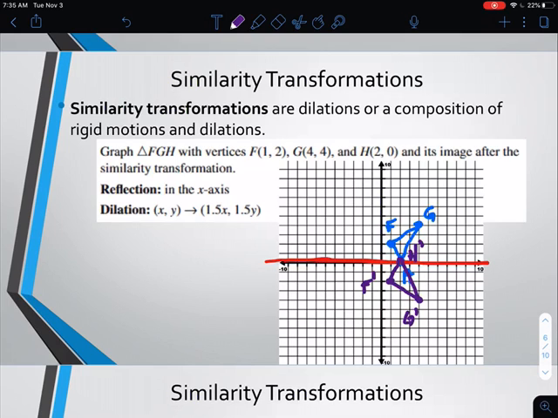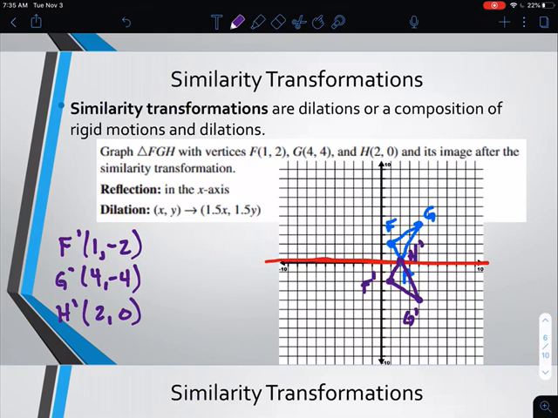So I've done the first transformation of reflection. Now from here, let's take a look at where these points ended up. So I already had F, G, and H. So F prime ended up at 1, -2. G prime ended up at 4, -4. And H prime ended up at 2, 0.